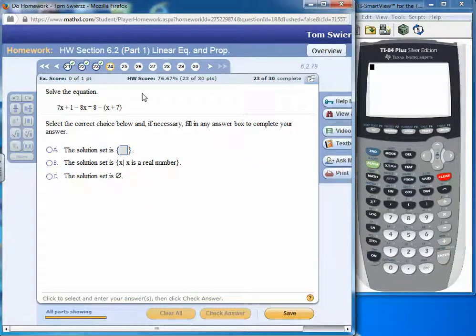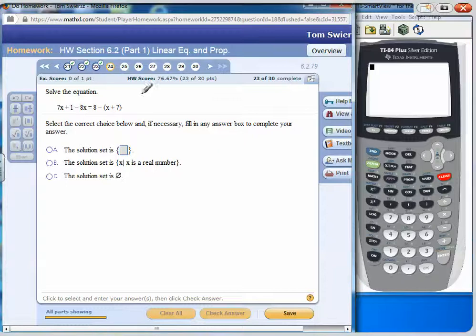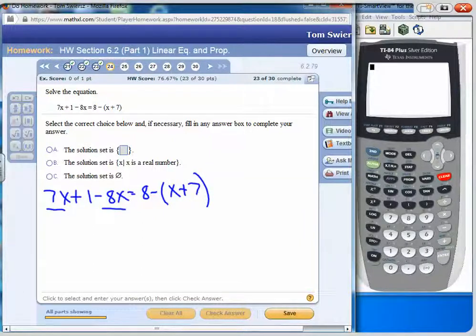Let's go ahead and look at homework exercise number 24 from section 6.2, part 1. All right, we have 7x plus 1 minus 8x equals 8 minus the quantity x plus 7. So on the left side, we can simplify by combining the two x terms. 7x minus 8x, 7 minus 8 is a negative 1, or we can just write negative x plus 1.